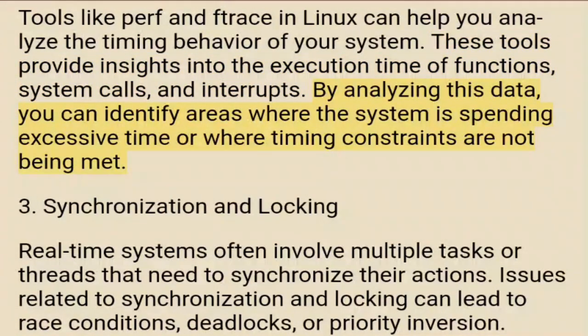By analyzing this data, you can identify areas where the system is spending excessive time or where timing constraints are not being met. 3. Synchronization and locking. Real-time systems often involve multiple tasks or threads that need to synchronize their actions. Issues related to synchronization and locking can lead to race conditions, deadlocks, or priority inversion.